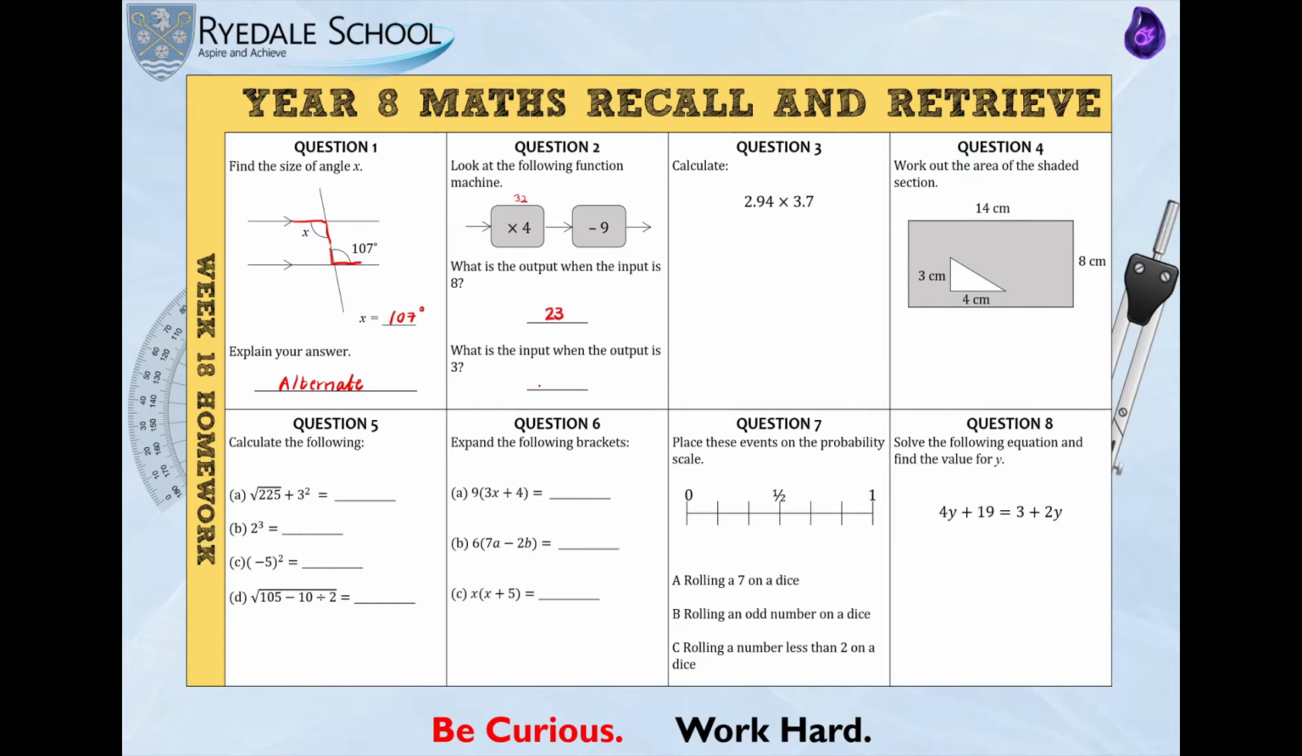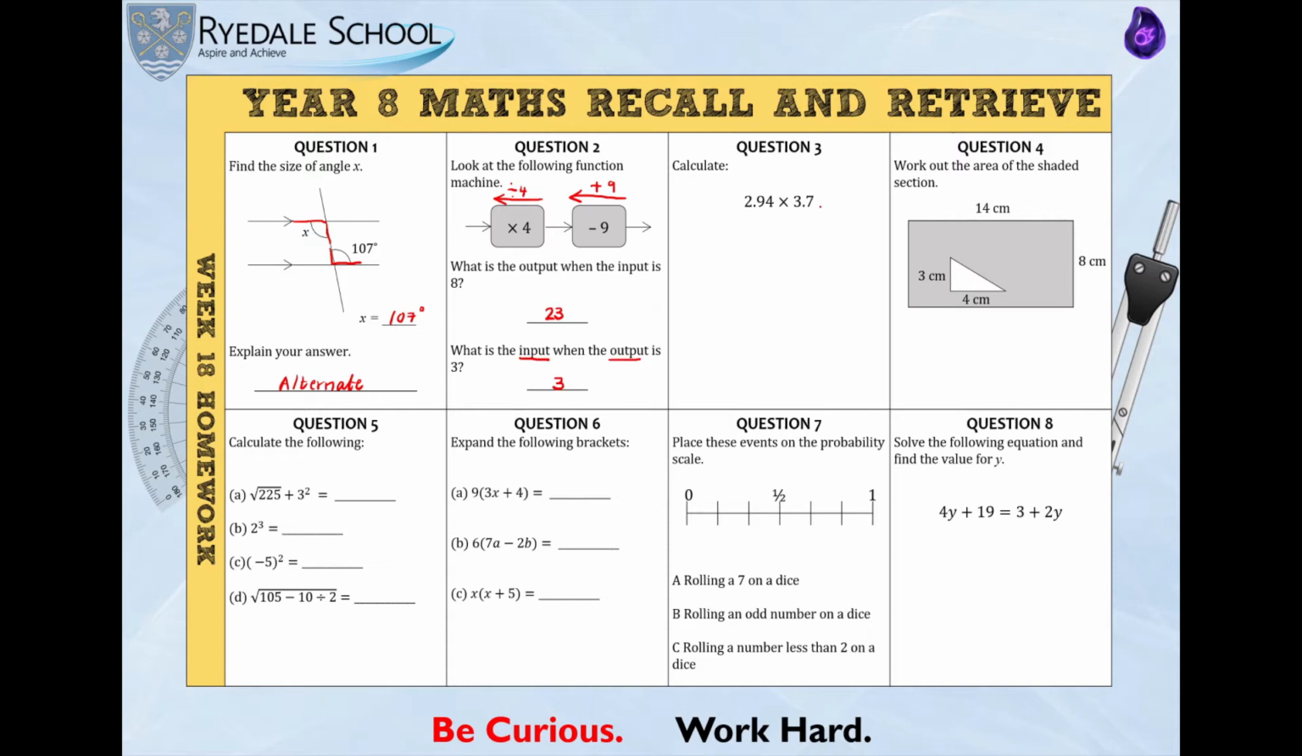For the second part of the question, it says, what is the input when the output is 3? So I need to use some inverse operations here. Working my machine backwards, the inverse of subtract 9 is add 9. And the inverse of times by 4 is divide by 4. So popping 3 in, 3 add 9 is 12. And 12 divided by 4 is 3.